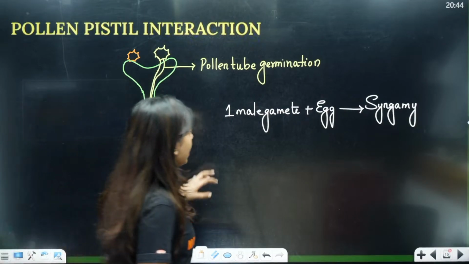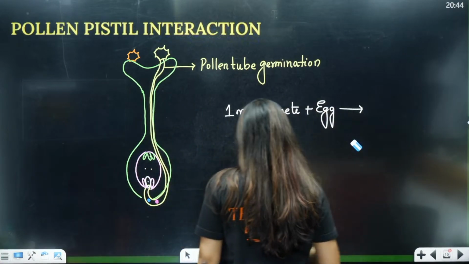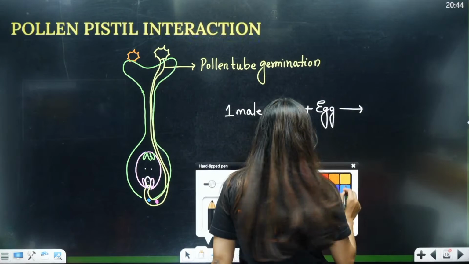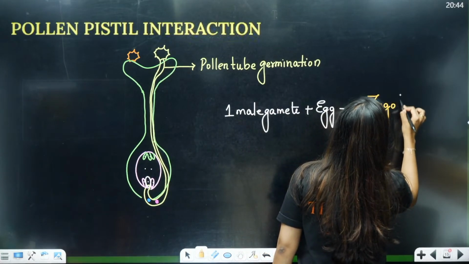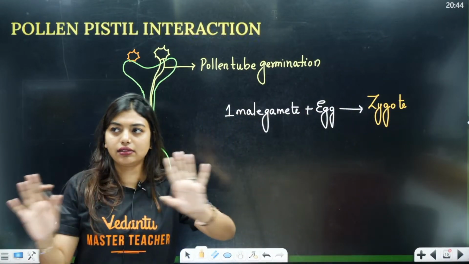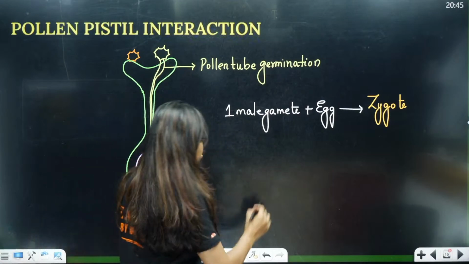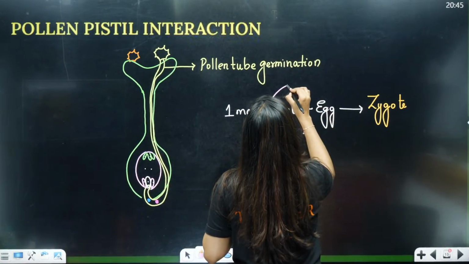So, students, what is going to happen? One male gamete plus egg is going to form your zygote. First, I'll write zygote. It is going to form your zygote. This is going to happen in 60% of the angiosperms. One male gamete, one egg. Done.